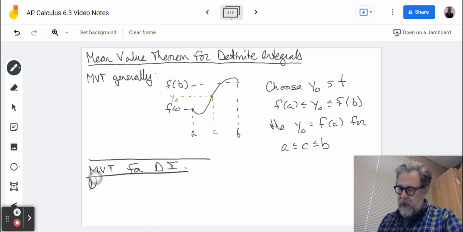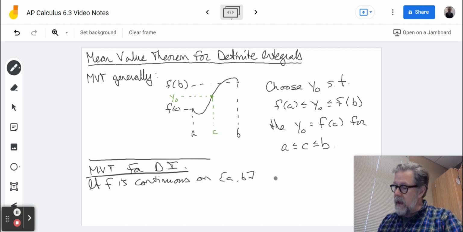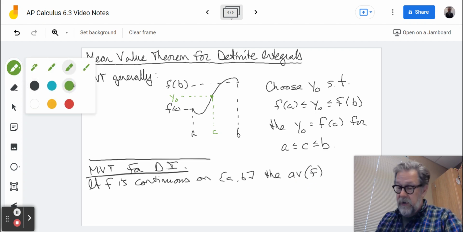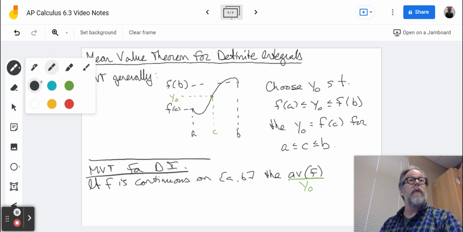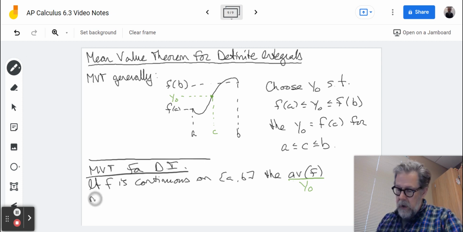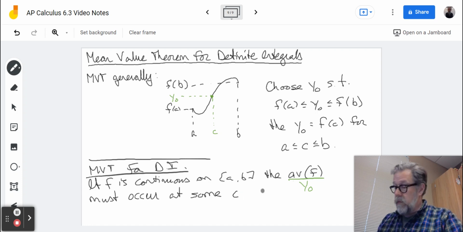So f is continuous. Now remember, that's really important. It's continuous on the interval ab. Then the average value of f, well, the average value of f is our y sub 0 because it is some value of the function that's in the interval. The average value of f must occur at some c in ab.